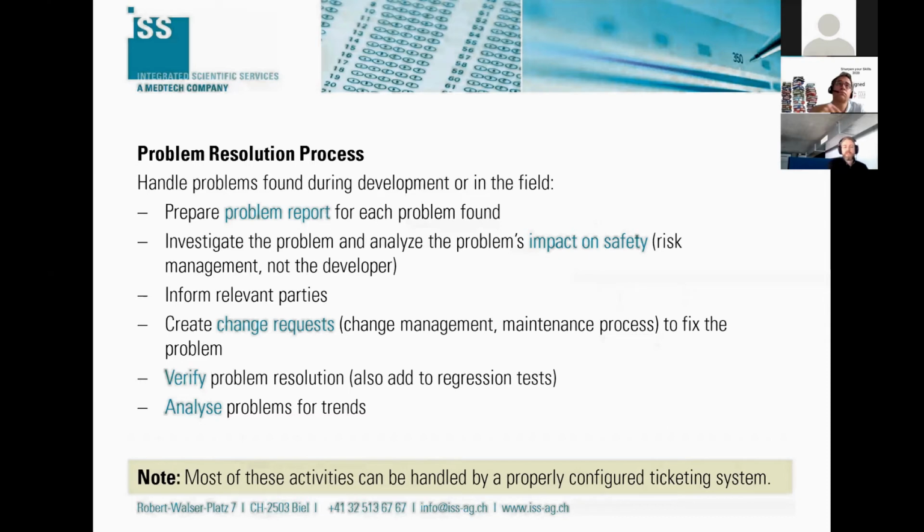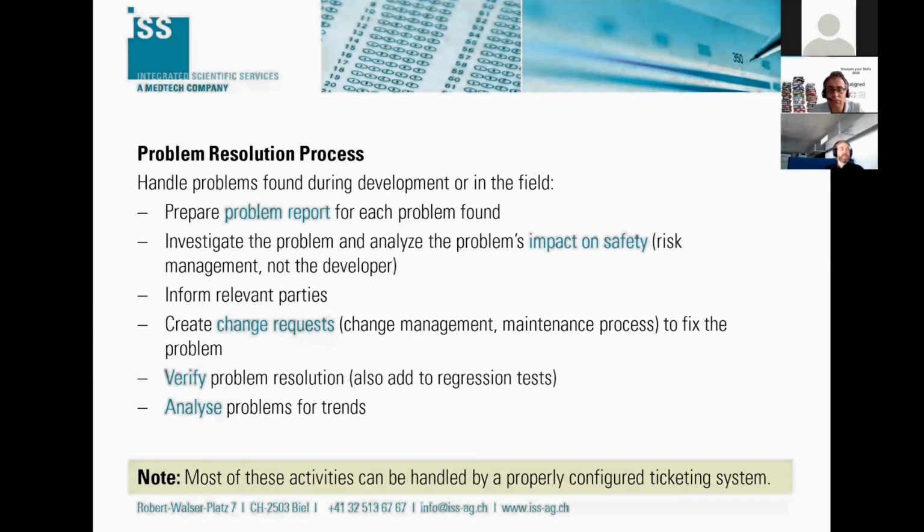So the problem resolution process, that's usually a pretty important one. That's when you find problems in the field, when some customer or even your developers find a bug, it tells you how to process the bug. So you prepare a problem report, most often it's just a ticket. You look at the problem and analyze the problem's impact on safety. That's again risk management in part, and not only the developer. The developer can tell you how the software is going to fail, but how this can harm the patient, that's usually outside the scope of the software developer.